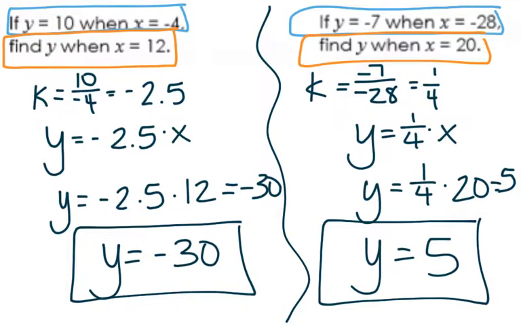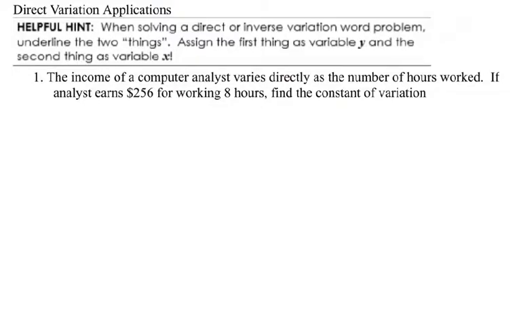Okay. So now, we're going to look at these application problems, or fancy name for word problems. Because this is usually how it's going to look. Alright, so up here is the helpful hint. When solving a direct or inverse variation word problem, underline the two things. So there's always going to be two things being compared, and you should underline them so you know what they are. Assign the first thing as variable y and the second thing as x.